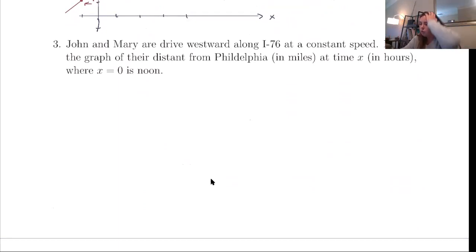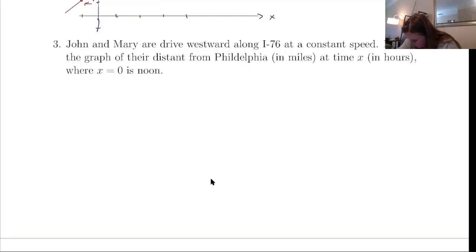Anyways, so John and Mary drive westward along I-76 at a constant speed. They got their cruise control on, or they have a Tesla. Below is a graph of their distance from Philadelphia at time X in hours, where X is 0 at noon. So this is very important. Let me draw this really quickly.